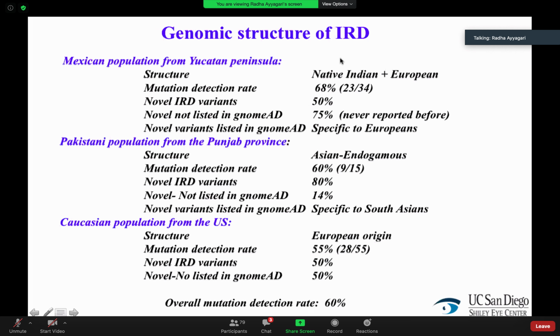So as I said, one of our major goals is to understand the genetic architecture of IRD. In the Yucatan Peninsula, we studied 3 different pedigrees from 3 different populations.